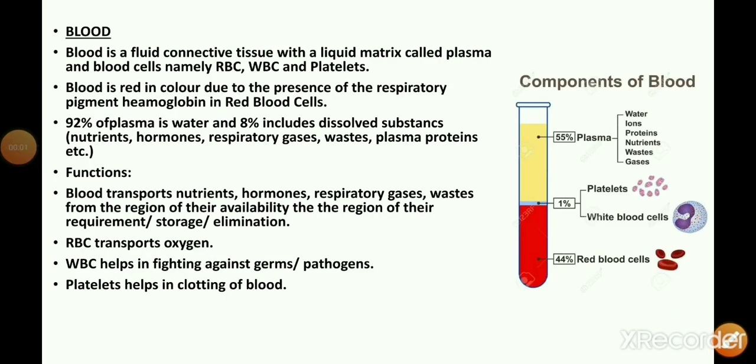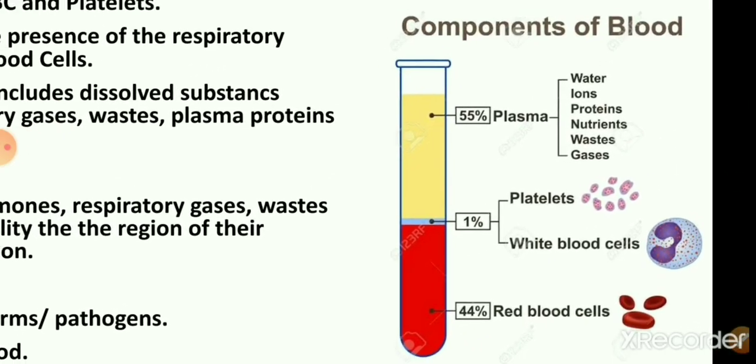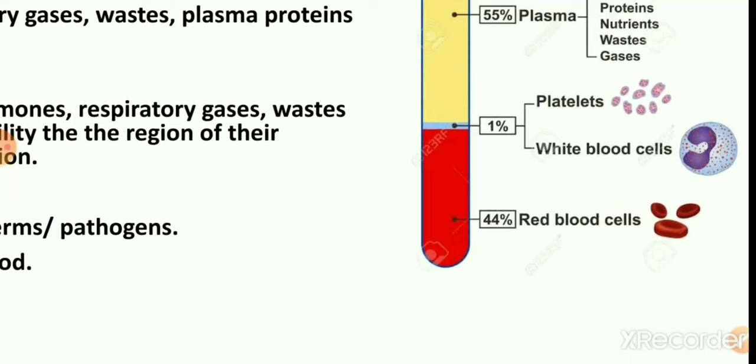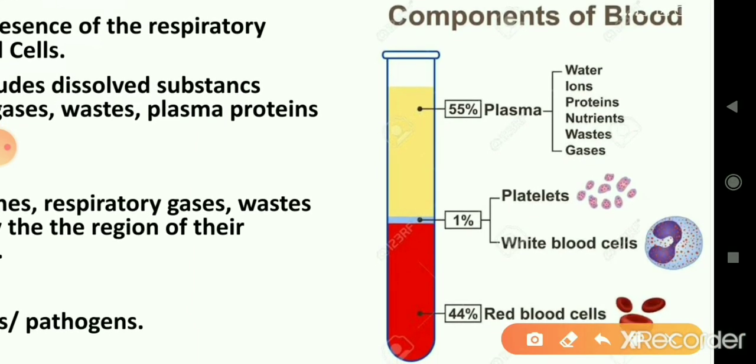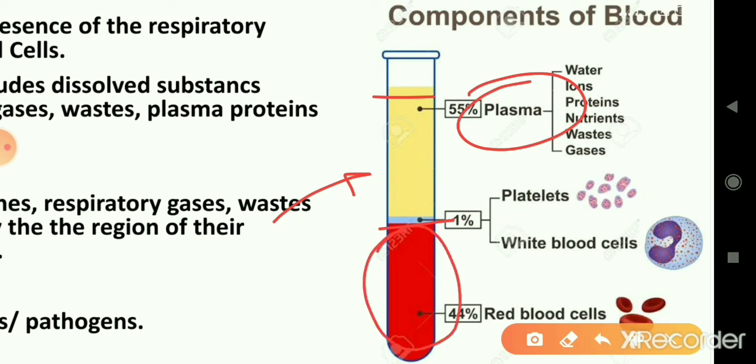Next important connective tissue is blood. Blood is a fluid connective tissue because the matrix of blood is liquid, and it is called plasma. So if suppose 5 ml or so of blood is taken and kept in a test tube and left for some time, after some time you will find a light yellow colored fluid on the top and a red colored substance at the bottom.